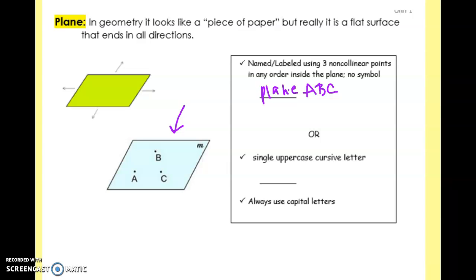The only way to really shorten it, if it does have a cursive letter, you can also identify it by that. Again, you have to write the word plane and then use the cursive letter. Capitals are still encouraged. They're shown as such in the figures, and it's also important that you are labeling them using capital letters.